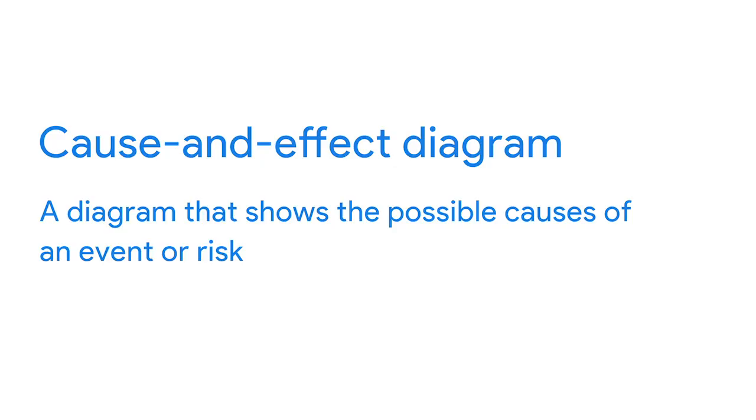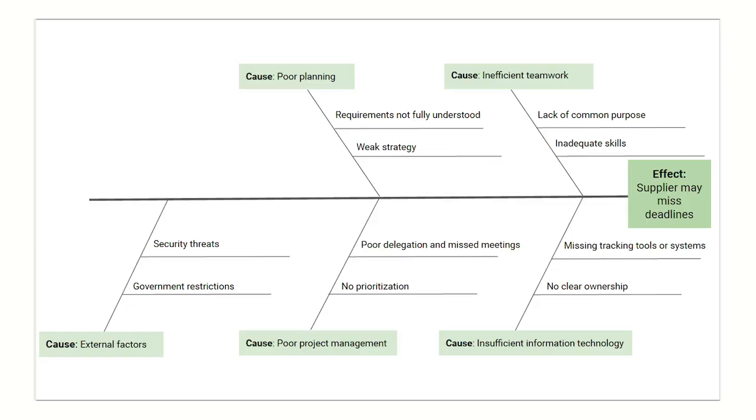A great tool that you can use during brainstorming is called a cause and effect diagram, also sometimes known as a fishbone diagram. Cause and effect diagrams show the possible causes of an event or risk and are very useful at risk management. For example, in the diagram seen here, the effect listed is a supplier missing its deadlines. This is a risk to your project.